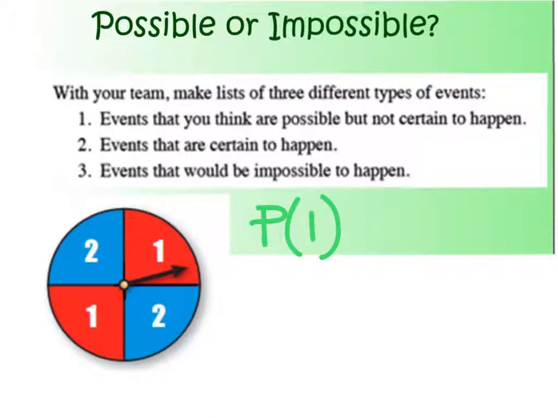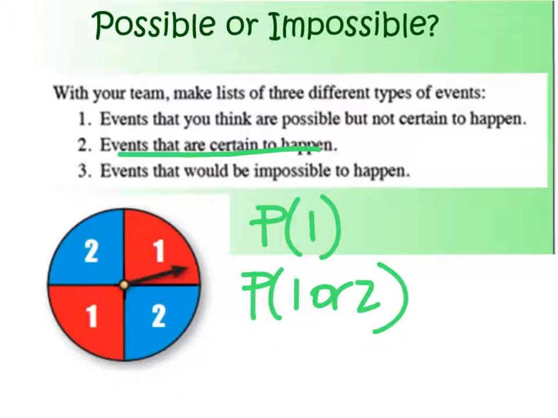Okay, for question 2, what's an event that is certain to happen? I could say, what's the probability of getting a 1 or a 2? Well, that's the only 2 options, so for sure I have to get a 1 or a 2. So that would be certain.